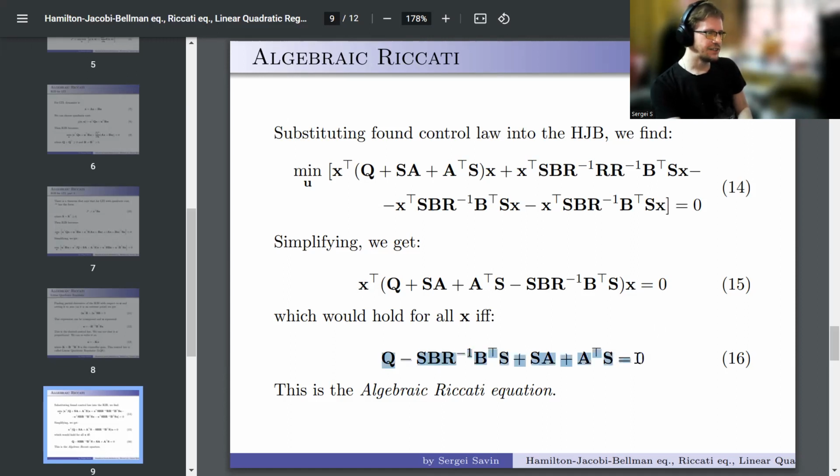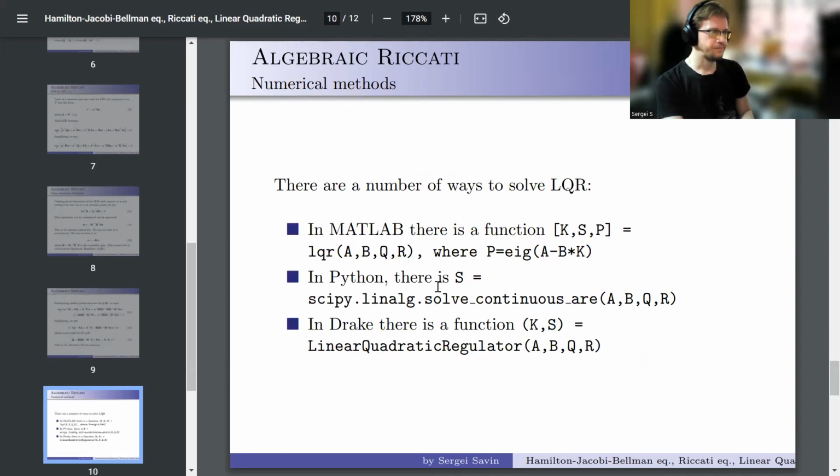So if you want to memorize it, knowing the derivation will allow you to easily remember the minus sign here, how to put B, R inverse, etc. So I strongly recommend you to study this as much as you can.